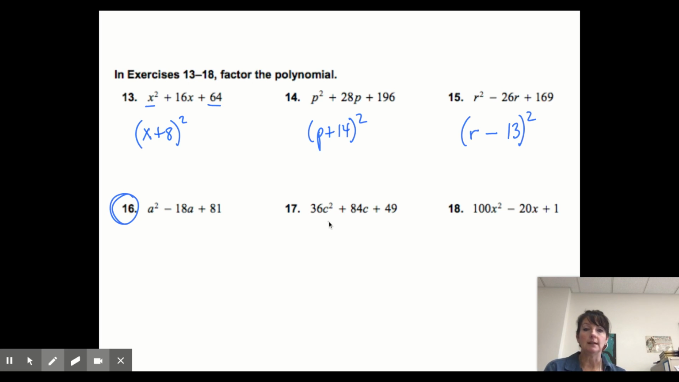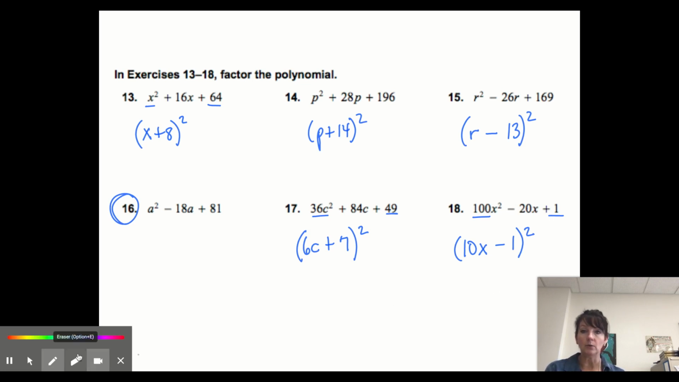And number 17, I can see that this is a perfect square and this is a perfect square, both positives. So in the first place right here, A, I have 6c times 6c would give me 36c squared. 7 times 7 gives me 49. So I can factor it pretty easily by identifying the first and last term as perfect squares. Here, perfect square. So we'll get 10x minus 1 in this case because of this subtraction right here. So hopefully you found that this is pretty straightforward and easy. We'll keep working on these.